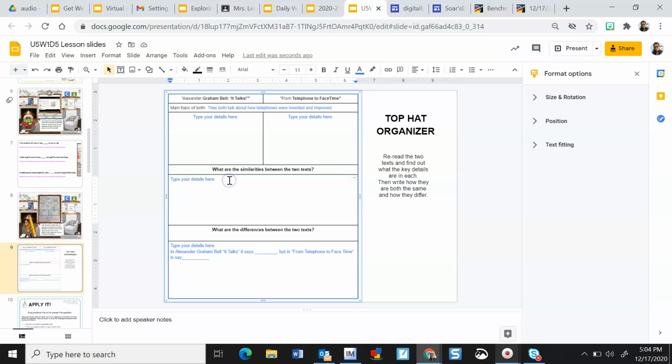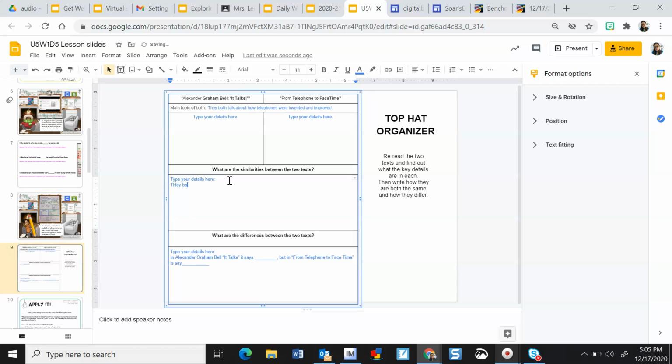Over here, you would say they both say, and then filling in the blanks, I'll put that there. They both say, or they both talk about, or they both had. So you choose. But there are your sentence starters. We even gave you the topic so that you can focus on the topic. And you're going to fill in all the parts that you haven't filled in yet.